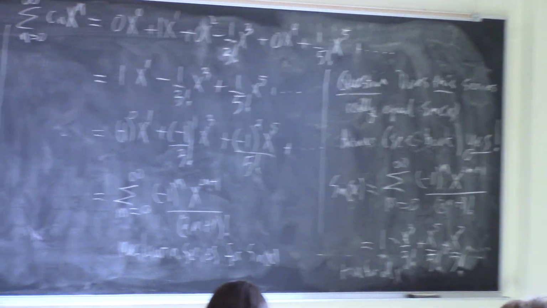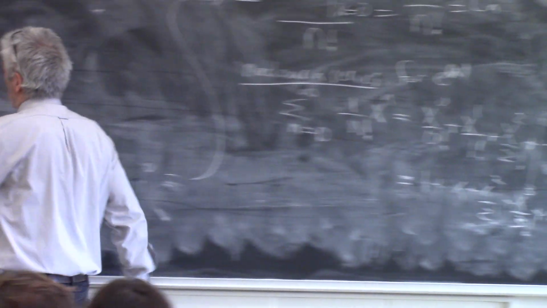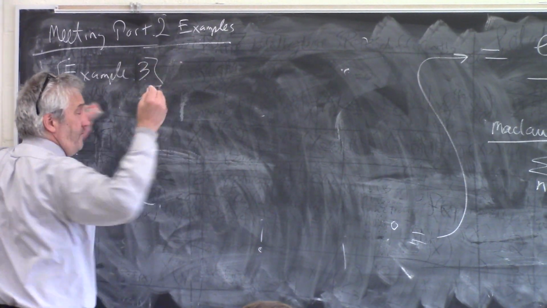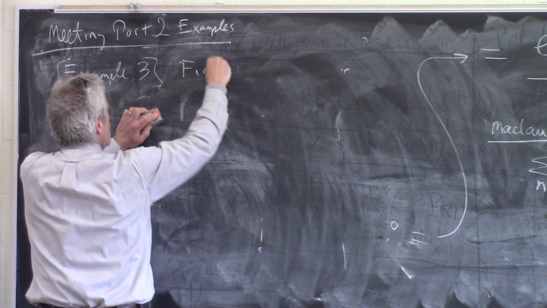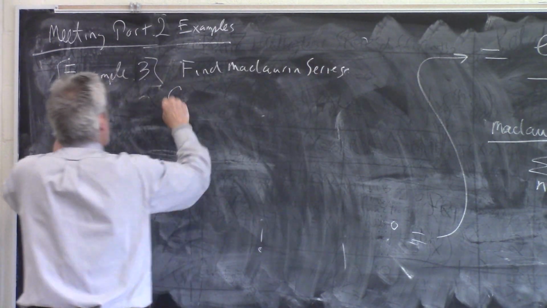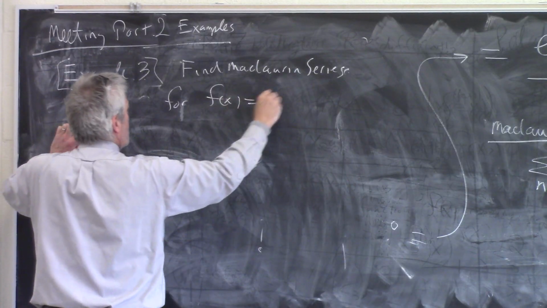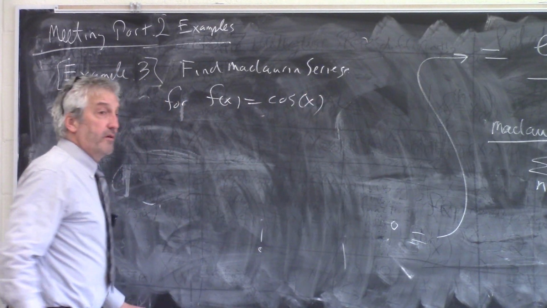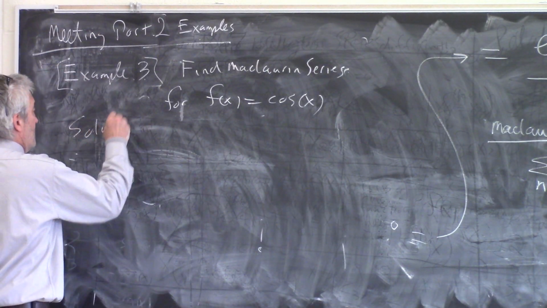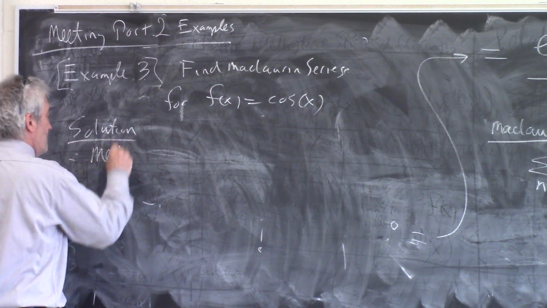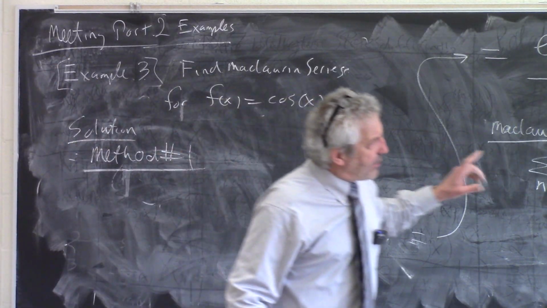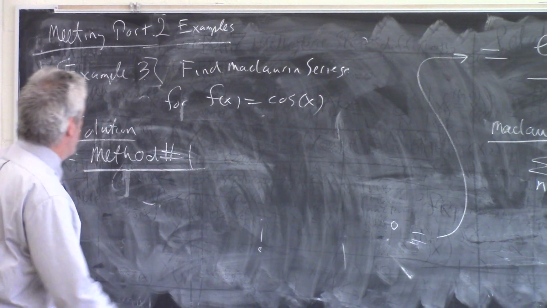All right. Now, example 3. Find the Maclaurin series for f of x equals cos x. So here we have two solution methods. Solution method 1 is we go through something like we did over there for sine of x. We build all the coefficients.